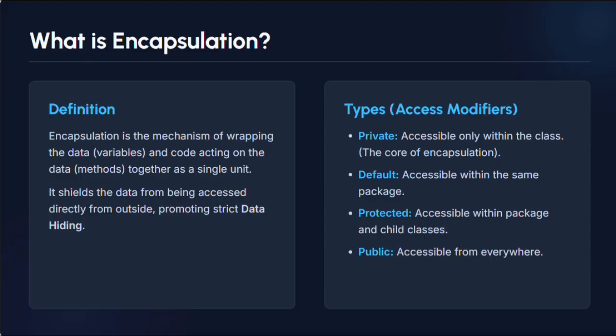So the difference between default and protected is that default can be accessed within the same package, but when it comes to protected, it can be accessed within the package and in child classes. And public can be accessed from everywhere.